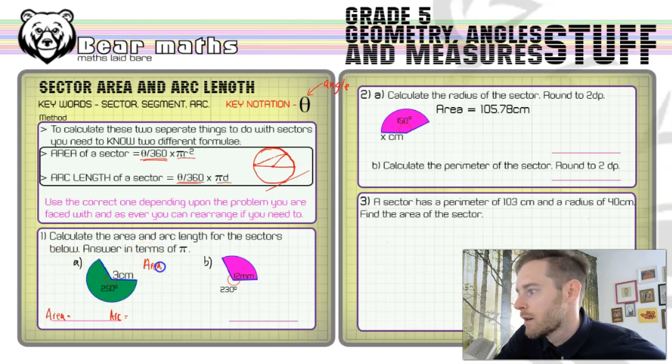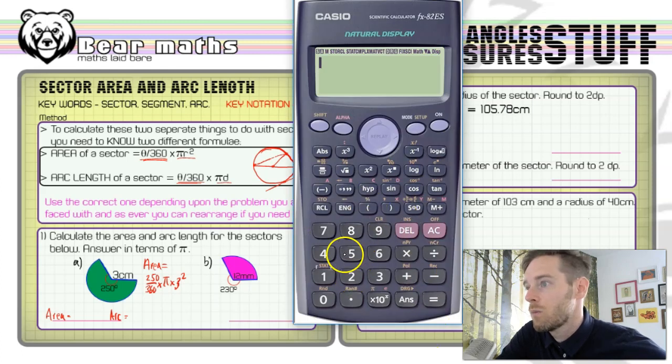If we just go area equals 250 out of 360, because the angle of the sector is 250 degrees, out of 360 times pi times the radius squared, which is 3, and that's it. That's all we have to type into the calculator. Now, if it was a non-calculator one, which it could be, you'd get nice numbers. These aren't nice numbers, particularly for non-calculator methods. So I will use the calculator to do this.